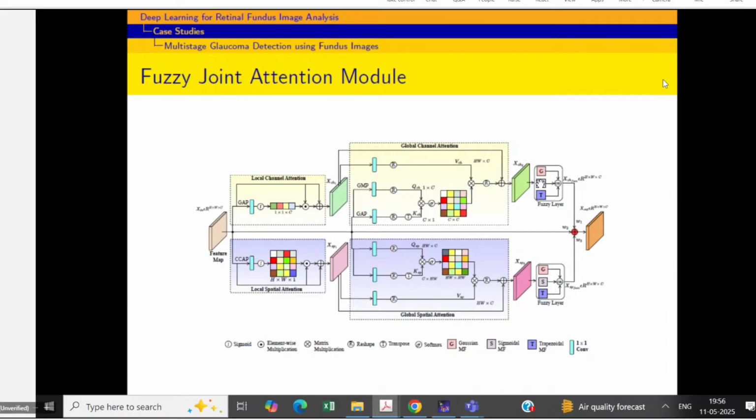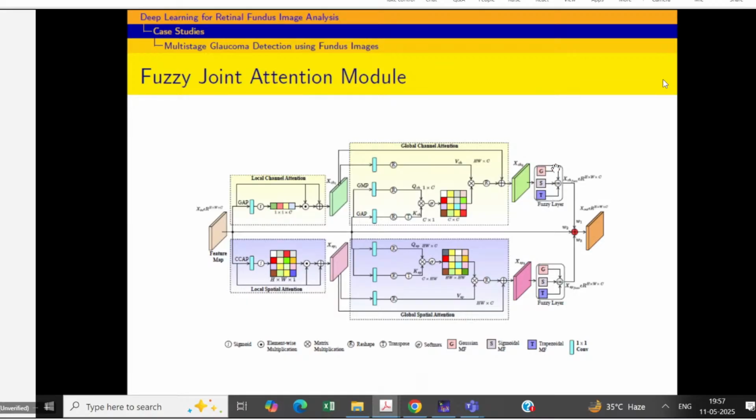So after applying the local channel, followed by local spatial, followed by global channel attention, you get the final attention feature map. These are refined feature maps. This feature map may again contain some redundant information, like ambiguous or uncertain information. So how do we deal with that type of information? For that we have introduced fuzzy layers in both the paths. This fuzzy layer is where we directly use three types of membership functions, not only Gaussian but also sigmoidal and trapezoidal membership functions, which give us the fuzzy map.